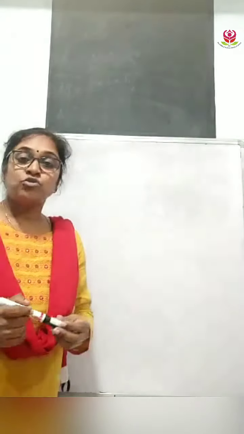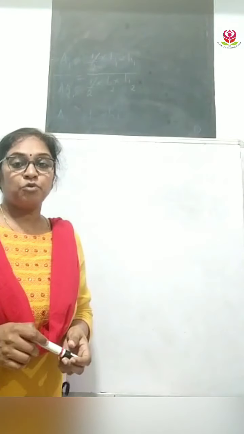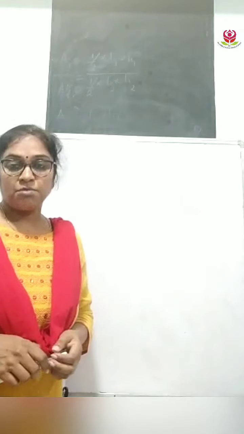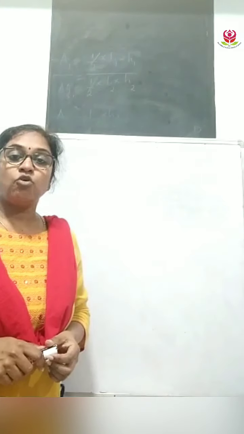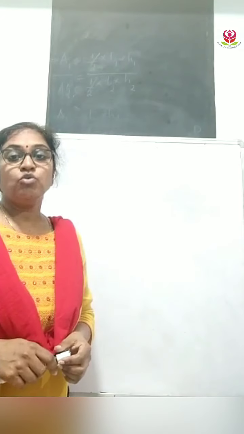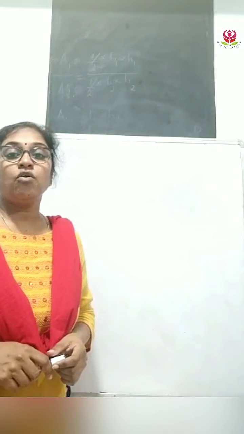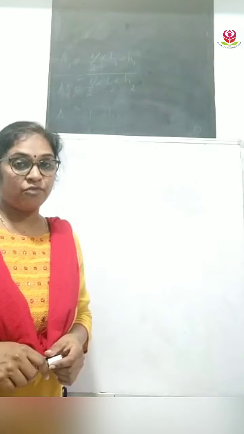Hello students, today we will be doing the angle bisector property of a triangle. The statement is: the angle bisector of a triangle divides the side opposite to it in the ratio which is equal to the ratio of the remaining two sides of the triangle.